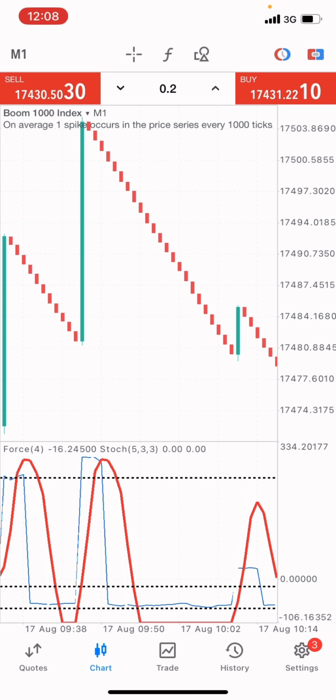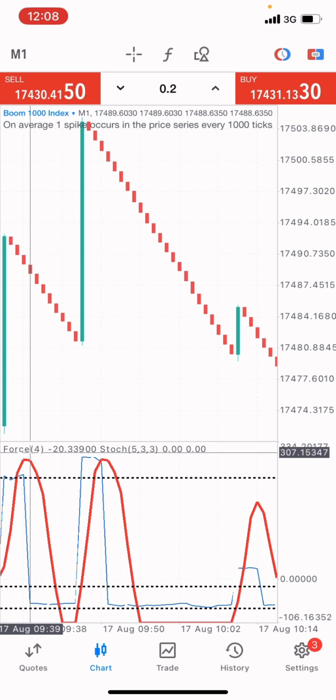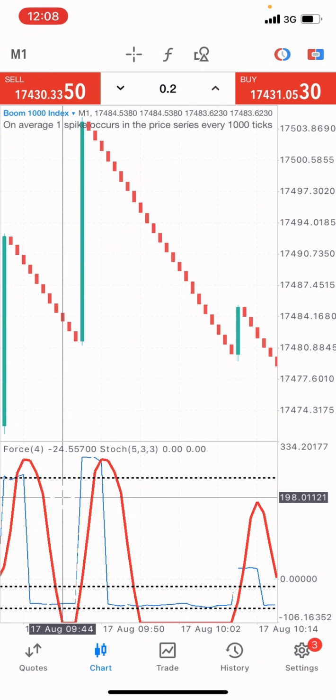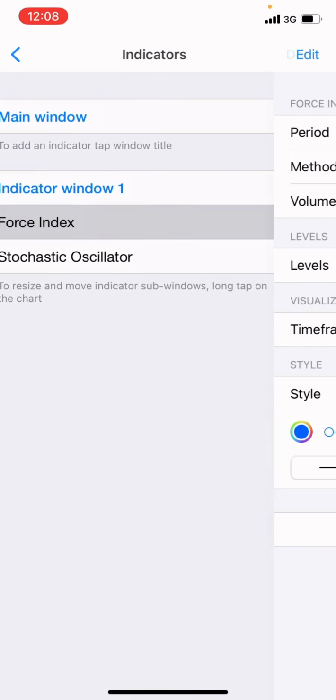Right now, we're currently seeing just two indicators on our chart. On my chart right here you can see that there's the Forex index and there's the stochastic oscillator, and we have three levels right here for the stochastic oscillator. Now what we're going to do is to show the parameters. On indicator window 1, you want to put the Forex index first.